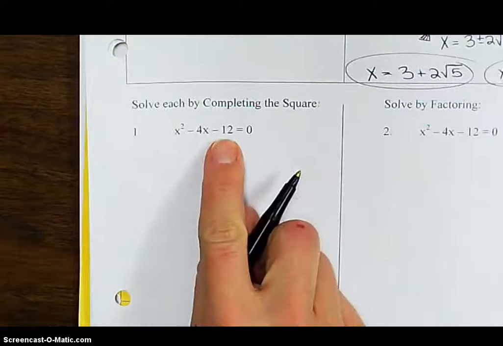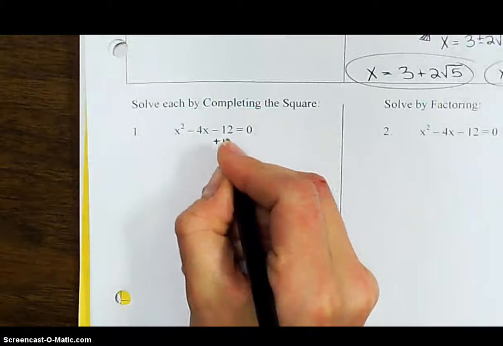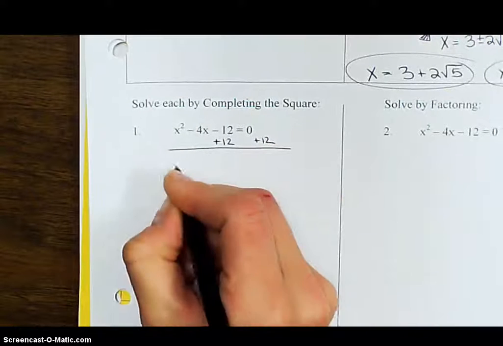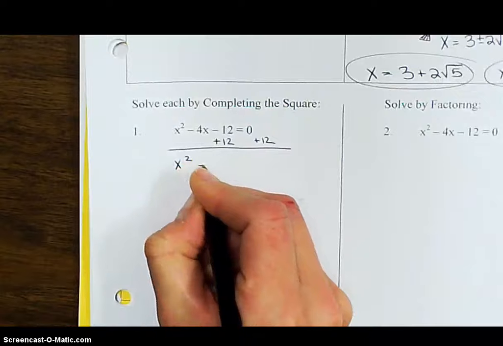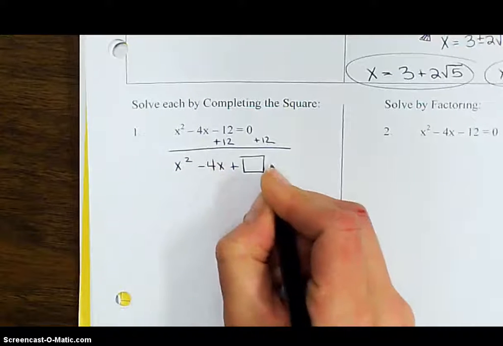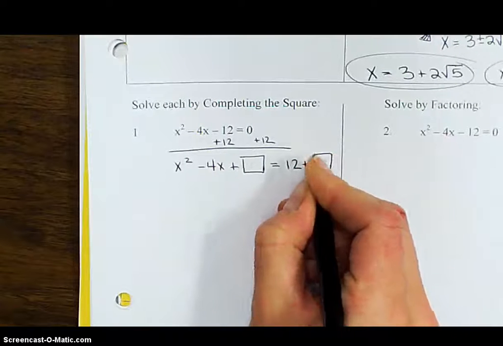So the first thing we do is we bring the 12 to the other side. So I'm going to add 12. Then we get x squared minus 4x plus, now we're going to put a square there, equals 12. And then we add a square on that side.